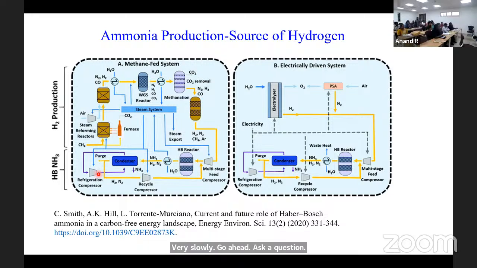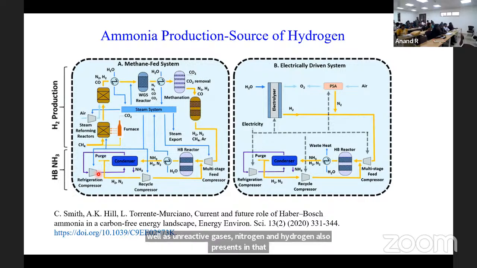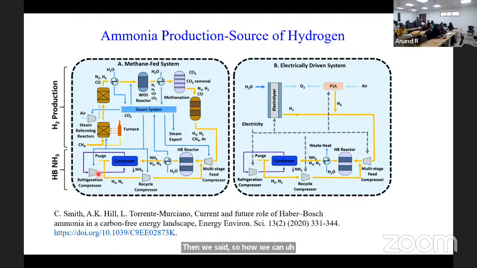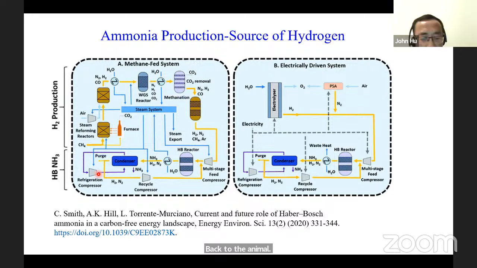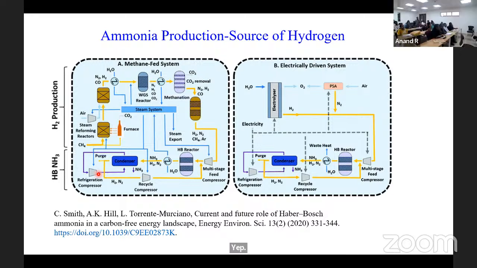Actually, by the process, we are producing ammonia as well as unreactive gases. Nitrogen and hydrogen are also present in that mixture. So how can we segregate these things? Actually, we are feeding back the hydrogen and nitrogen alone to the reactor. Ammonia alone is segregated. But that segregation part is not easy. So in what way can we segregate, sir?